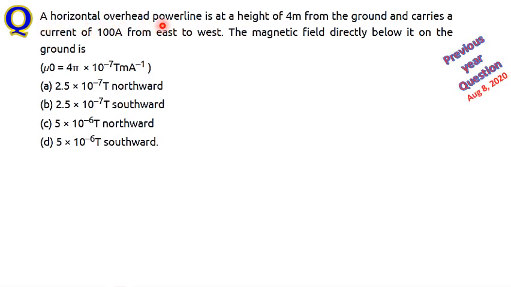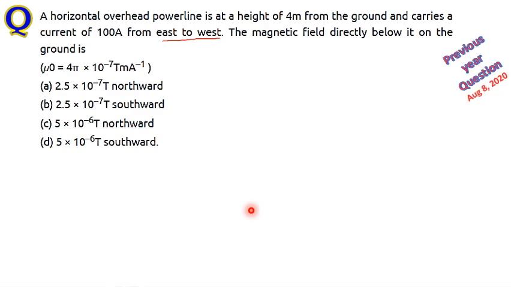See here, a horizontal overhead power line. Consider that the power line is at a height of 4 meters from the ground, and carries a current of 100 ampere from east to west direction. Now see here, the current direction is moving from east to west. This is important, so you just highlight this point. And next, the magnetic field is directly below it, on the ground. What is that magnetic field, and in which direction is it, northward or southward? That is what we are going to see here.